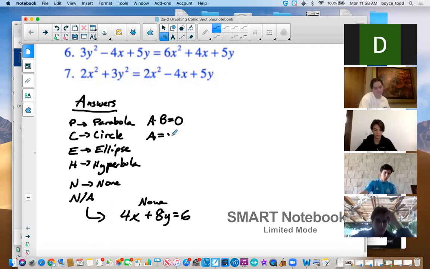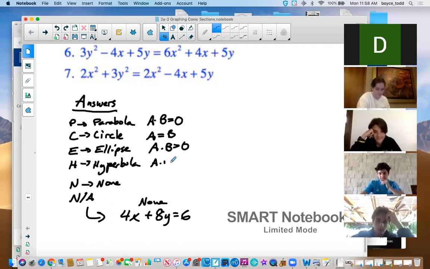For a circle, a equals b. And for an ellipse, a times b is greater than 0. And for a hyperbola, a times b is less than 0. So you're looking at your coefficients for x squared and y squared, and then figuring out which one of those it is.